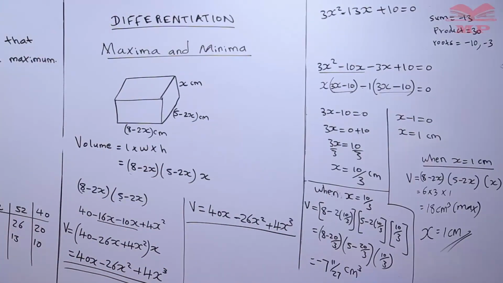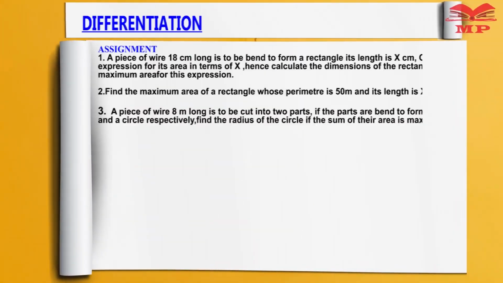So ensure that you do the following exercise. Question number 1. A piece of wire 18 centimeters long is to be bent to form a rectangle. Its length is x centimeters. Obtain an expression for its area in terms of x. Hence, calculate the dimensions of the rectangle with maximum area for this expression.